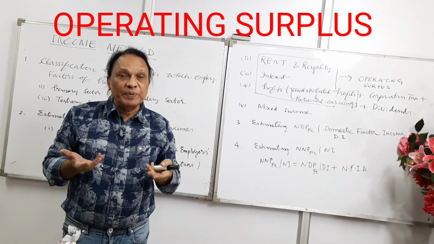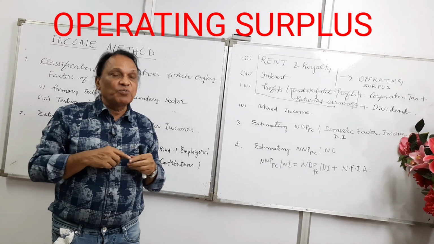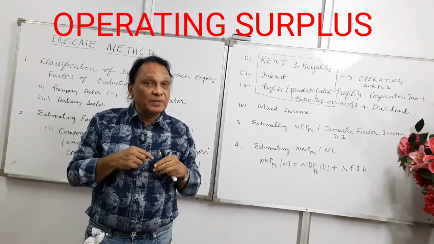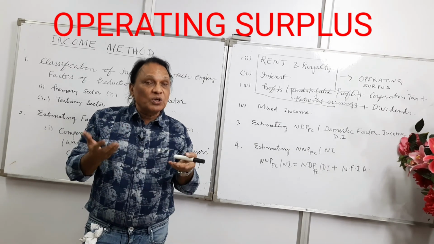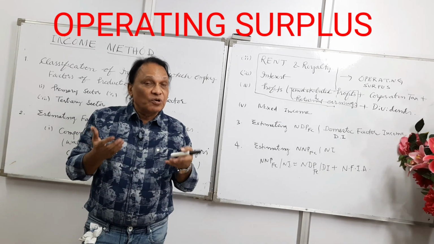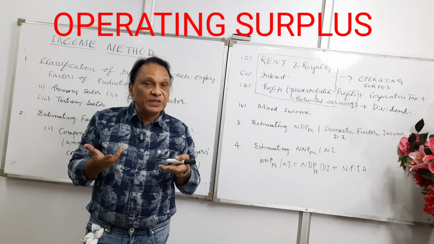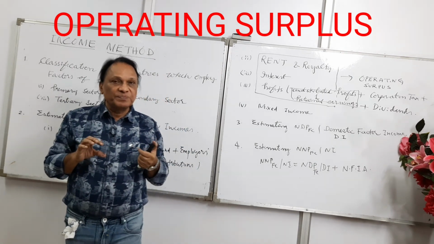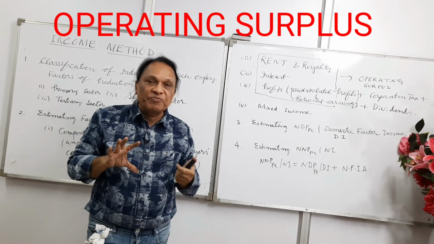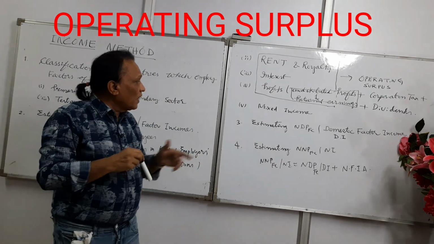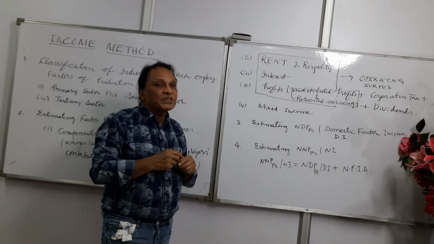What exactly is operating surplus? We discussed it in one of our earlier episodes. The sum total of rent, royalty, interest and profits is called operating surplus. Operating surplus is the sum total of rent plus royalty plus interest plus profits. Keep in mind, the last one we have is mixed income.